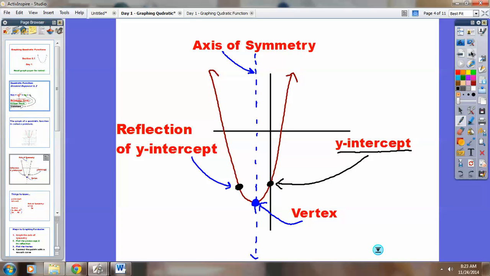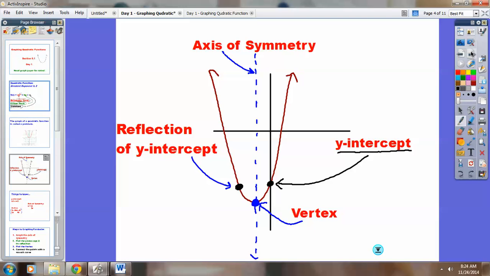Now, there's some things that you're going to have to know about this shape. You guys know what a vertex is. We've talked about that with absolute value graphs. The vertex is that bottom point of your graph, in our case of our parabola. We're going to find that vertex. We're going to find a y-intercept, which is where our parabola is going to cross our y-axis. We're going to find an axis of symmetry.